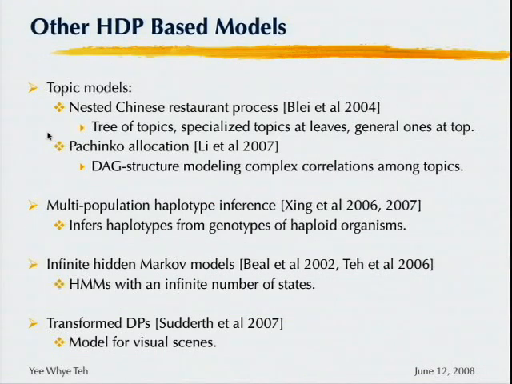Here I've listed two of them. So there's nested Chinese restaurant process and pachinko allocation. The HDP has also been used in genetics. So this is a haplotype inference problem by Eric Singh. It's also been used in time series modeling, where we have a generalization of the hidden Markov model, where you have an infinite number of states in your hidden Markov model. And it's also been used in vision. So the visual modeling example that I gave you, the image, I just cropped out from Eric Suther's paper.